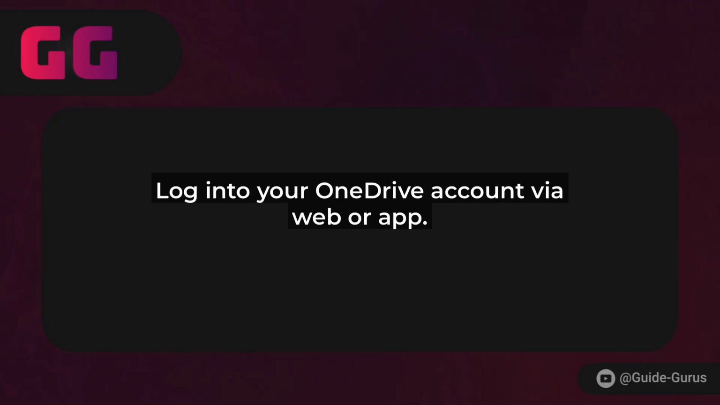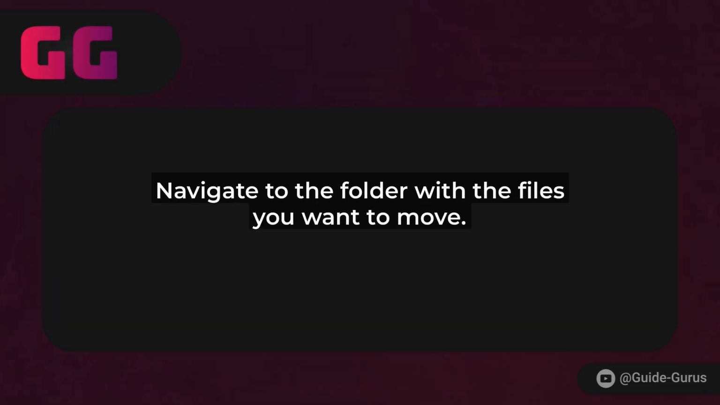Let's dive right in. First things first, make sure you have a stable internet connection and access to your OneDrive account. You can do this via the web browser or the OneDrive app on your computer. Start by logging into your Microsoft account at onedrive.live.com. Once you're in, navigate to the folder containing the files you want to move. This could be photos, documents, or anything else taking up space.